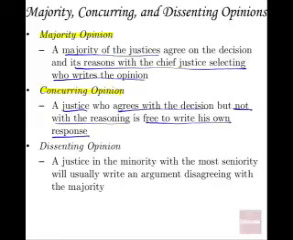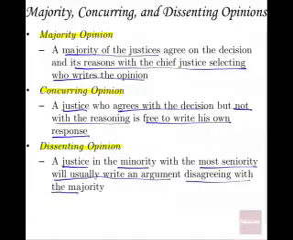And then the third type of opinion is the dissenting opinion. Again, there could be more than one dissenting opinion, but basically, this is when a justice in the minority with the most seniority will usually write an argument disagreeing with the majority. And again, especially when it's a 5-4 decision, there's going to be a huge dissent.